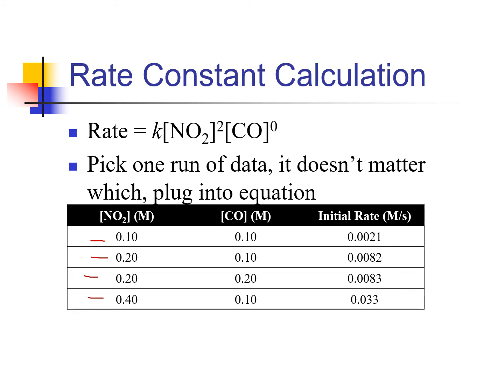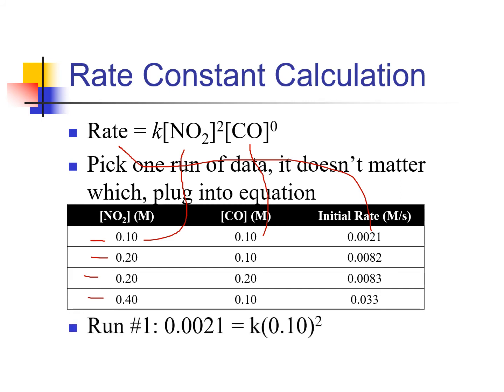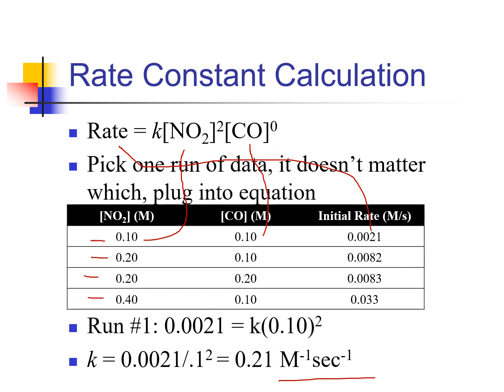So we know the rate. We know the NO2. And we know the CO, not that it matters because it's raised to the power of 0. You just plug it in and solve for K. And you get your rate constant. So that is the value with unit. If you're curious about how I found that unit, we know that rate is molarity per second.